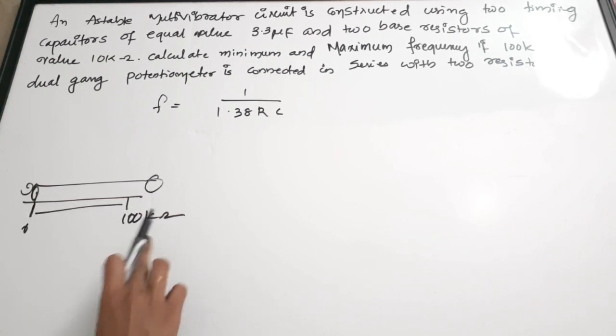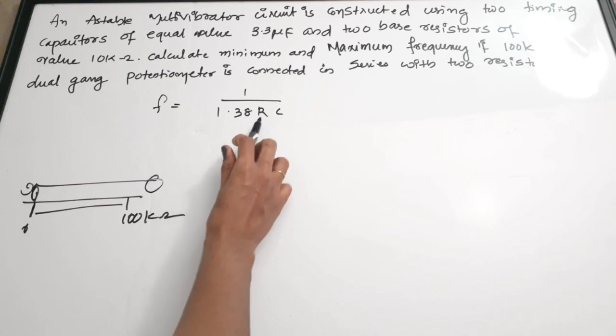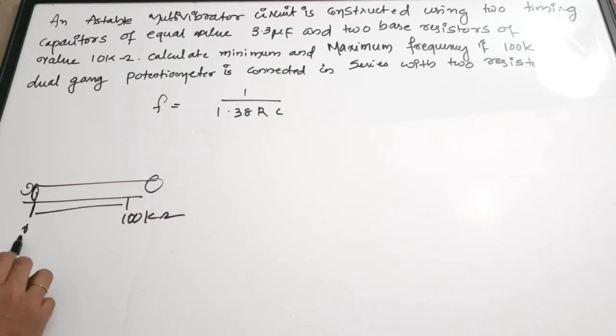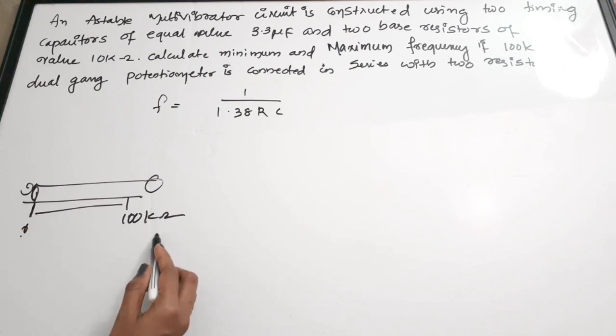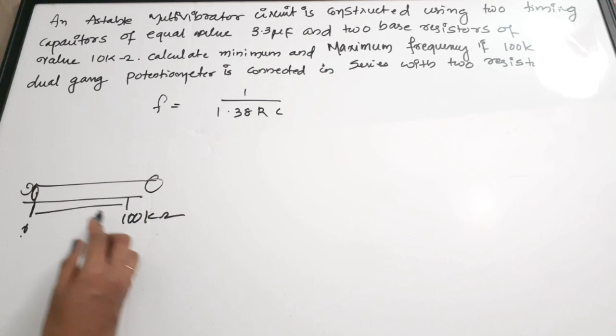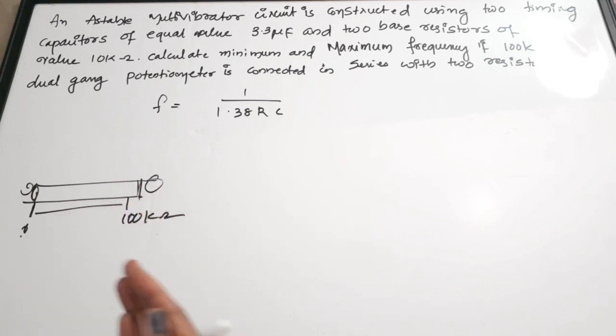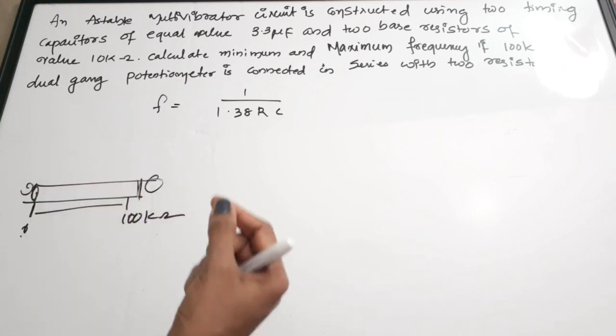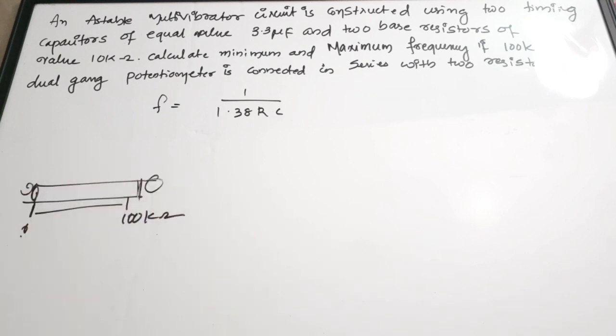Since R is in the denominator, the frequency will be maximum when the potentiometer is at the 0 value, and frequency will be minimum when the maximum potentiometer resistance is taken. Since the potentiometer is connected in series, the resistance will increase. So that is the concept. So that is the trick to do this question.